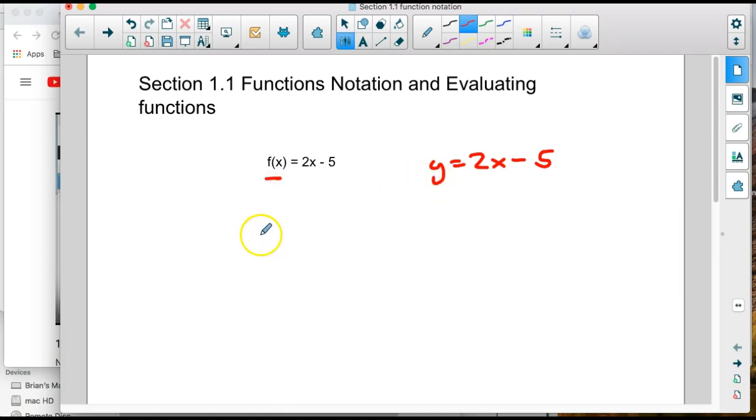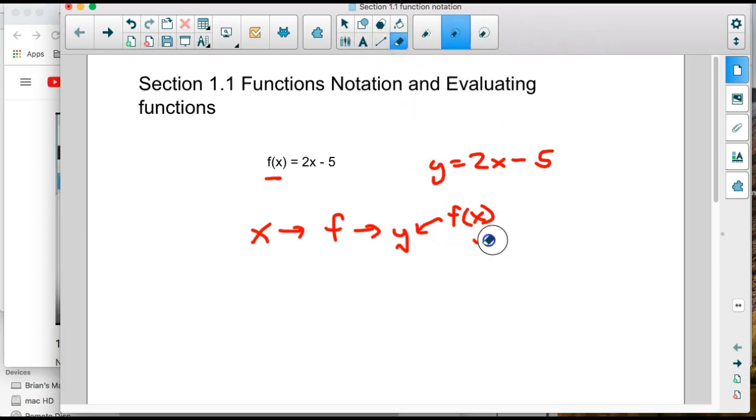So what we do basically, we take an x value, we put it into some function, and out comes a y value. And this thing is called f of x. f of x is what it's called.